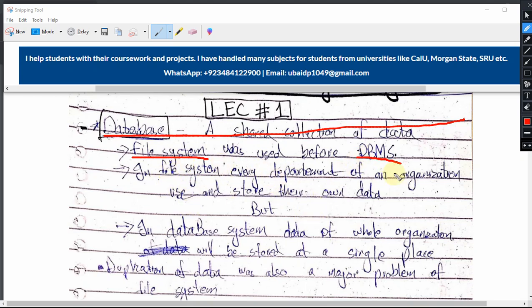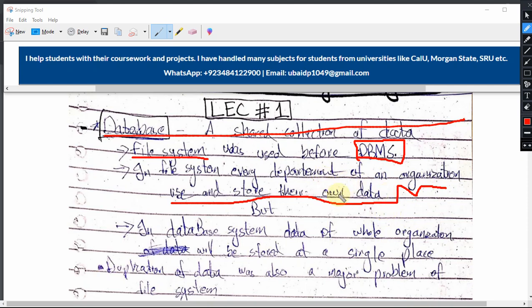And what was the reason that we invented, or spent a large amount of time and cost on developing, these DBMS, right? So in the file system, every department of an organization used and stored their own data. So that was the main problem, right? So everyone has to collect their own data and use their own data in order to develop programs with it, or in order to do some processing on it, right? So they have to do the data storage separately, right? And that was the issue.